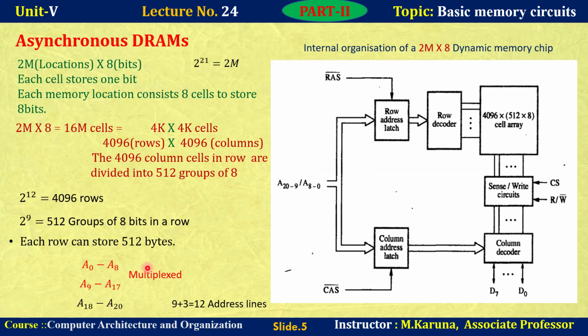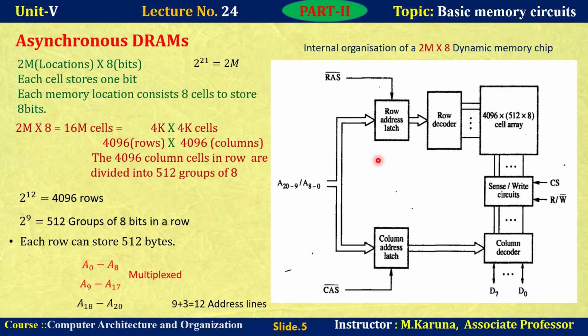Okay, so with the help of this multiplexing, we can use 12 address lines to point both row and column instead of 21 address lines. So the complexity may be reduced, cost also can be reduced. Let us see how it performs read and write operation.